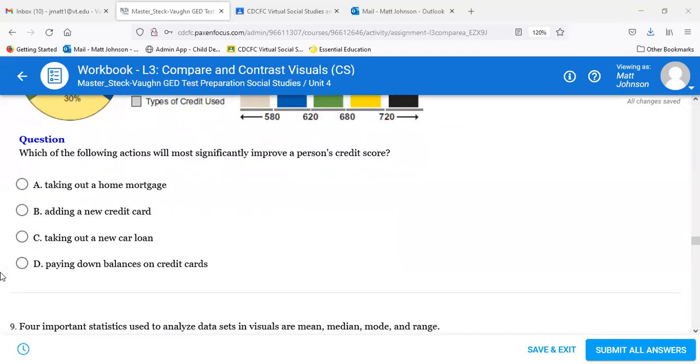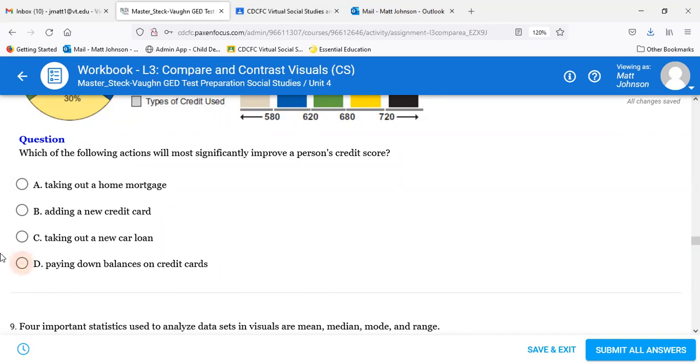Okay. It says, which of the following actions will most significantly improve a person's credit score? A, taking out a home mortgage, B, adding a new credit card, C, taking out a new car loan, or D, paying down balances on credit cards? D? D, yeah. Paying down balances on credit cards, right?